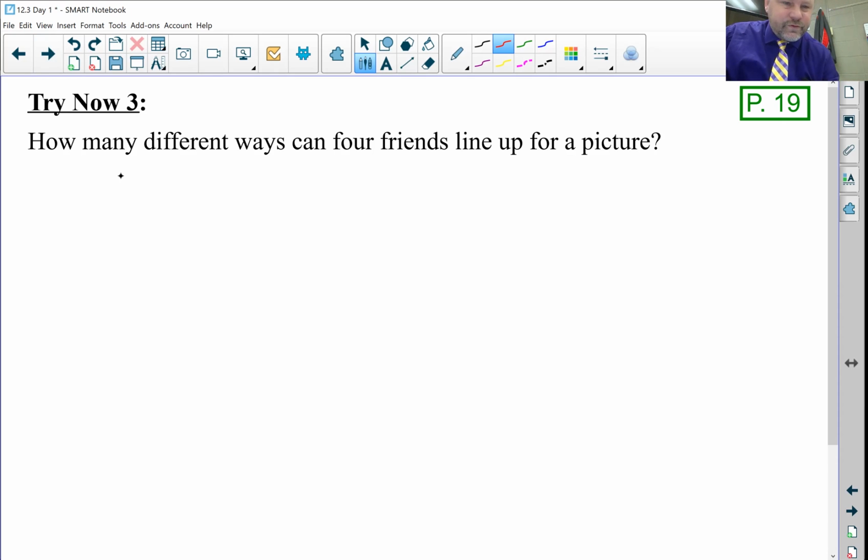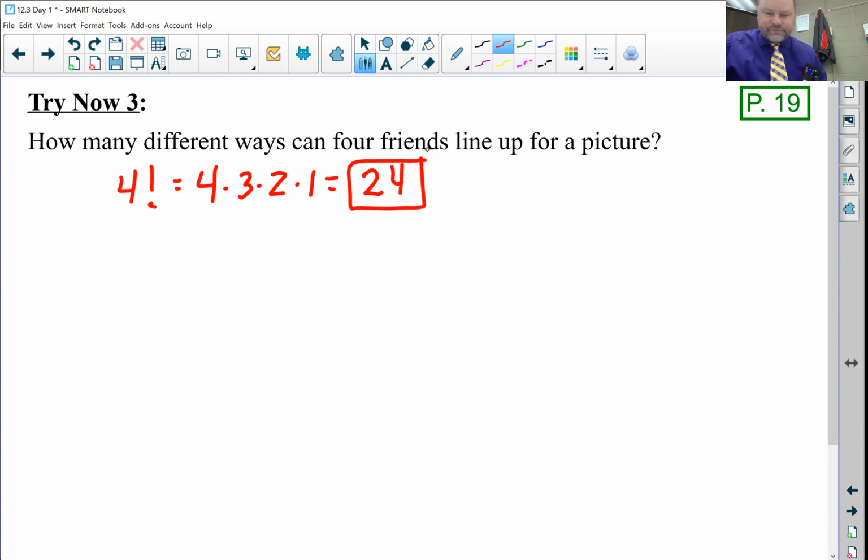So 4 friends, they're all going to line up. 4 factorial, which is the same as 4 times 3 times 2 times 1, is 24 different ways. All right. So that's if we're going to use all of the items.